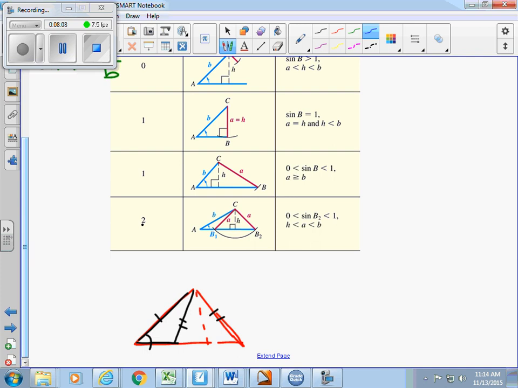If side A is bigger than the height, but smaller than side B, then there are two ways I could draw the triangle. I could draw it the way that you would normally think to draw the triangle, or I could swing this side in and draw this triangle. Everyone see that? So if side A is bigger than the height, so it makes a triangle, but smaller than the other side, then it makes two triangles. So that'll be the case that's a little tricky today that we will learn about.